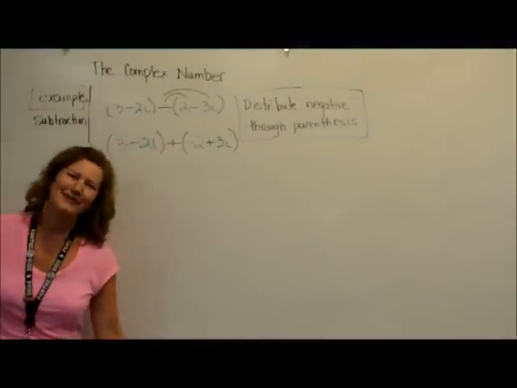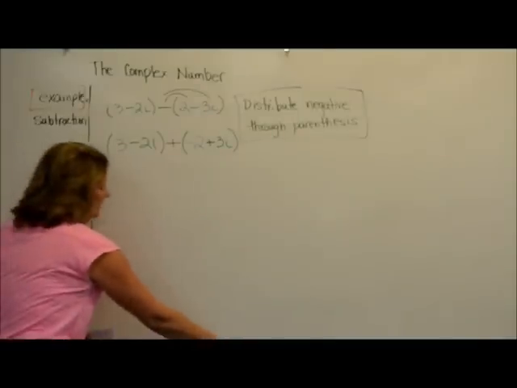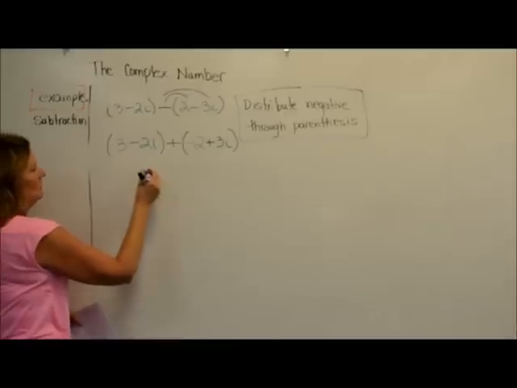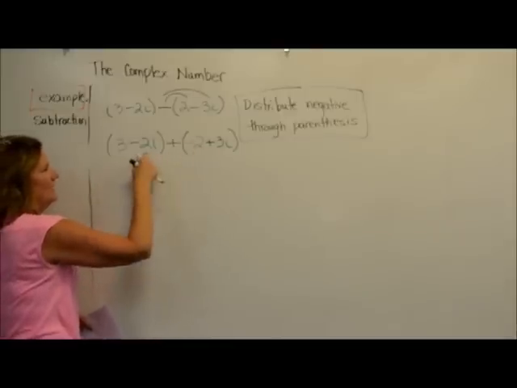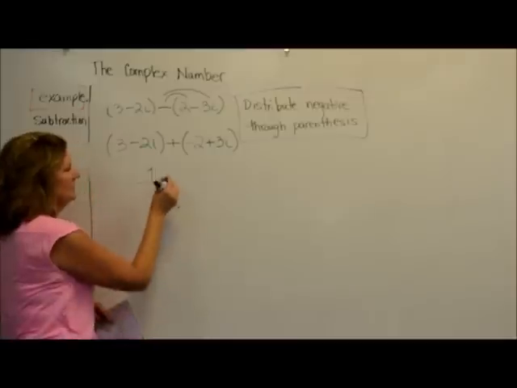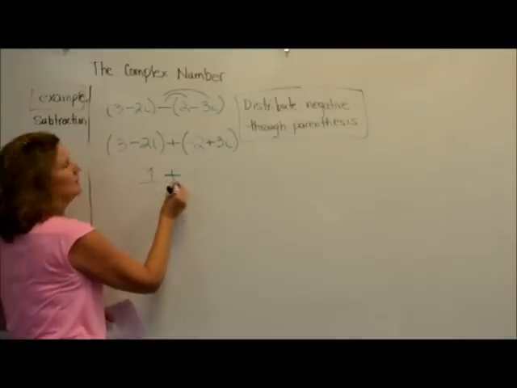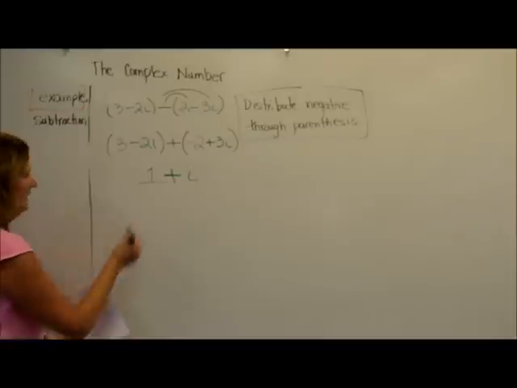Once I do that, I'm just combining the real and imaginary terms. So my real terms, I have 3 plus a negative 2. That's going to give me 1. And for my imaginaries, I have a negative 2i plus 3i, so that's going to give me plus 1i, or just i. And that's my answer.